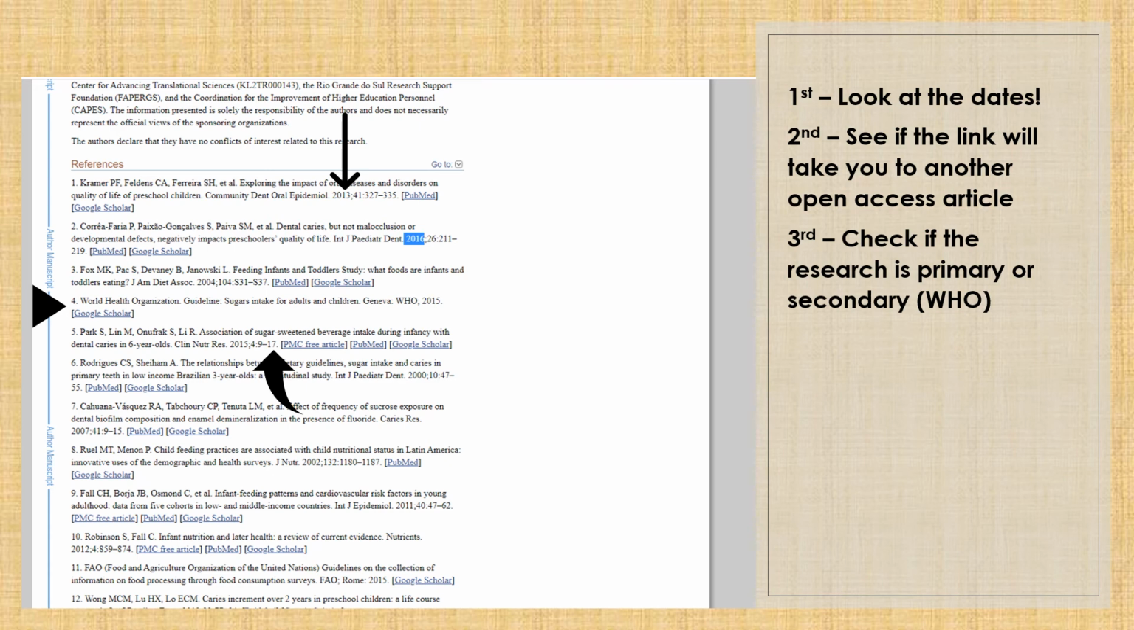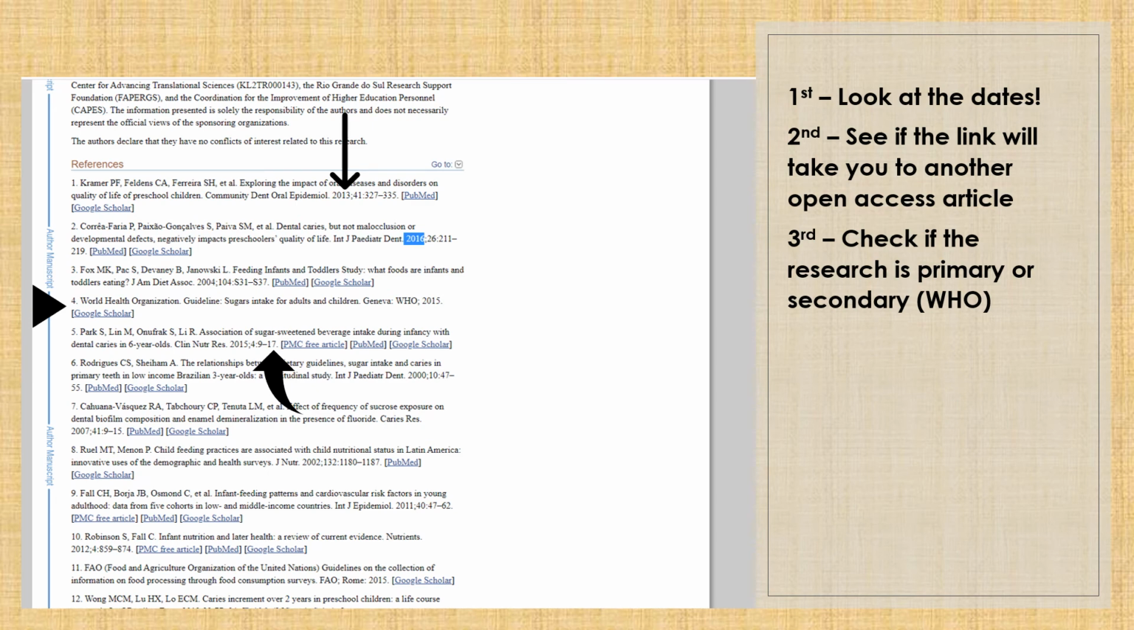The third thing is whether or not it is primary or secondary research. The World Health Organization typically will publish secondary research because they have researchers who do studies and publish the studies, but the World Health Organization also publishes papers written about those studies. So a lot of times you'll get some meta-analyses or some systematic reviews from the World Health Organization.